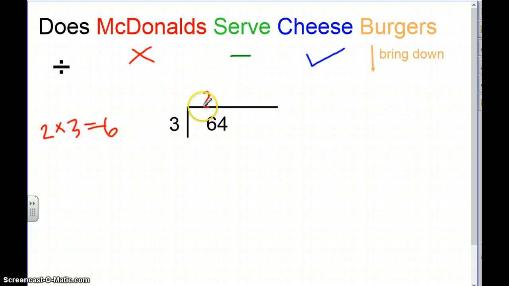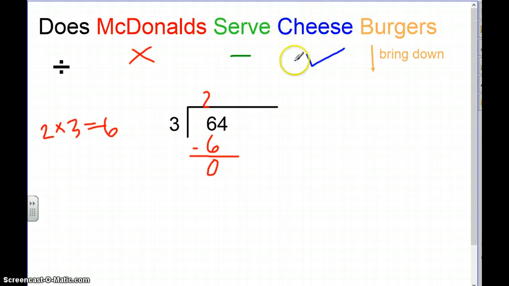We multiply this number times this number. So 2 times 3 equals 6. Okay? So I've done step 1, I've done step 2, step 3, I'm going to subtract. So I draw my line right here with my subtraction symbol, and I'm going to subtract 6 minus 6, which is 0. Okay? I've done step 1, 2, and 3.